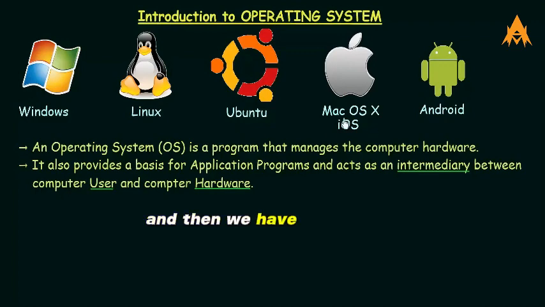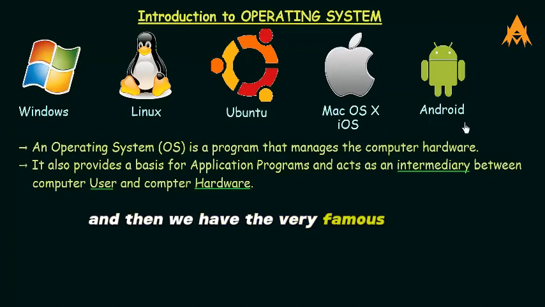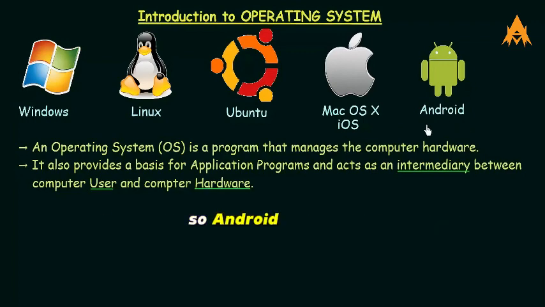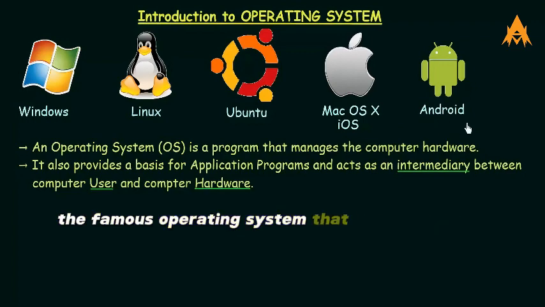Then we have Mac OS, which is the operating system from Apple. In their laptops, the MacBooks, they use Mac OS X, and in the iPhones we find the iOS operating system. And then we have the very famous Android, which you must have on your phones. Android is one of the famous operating systems used for mobile devices.